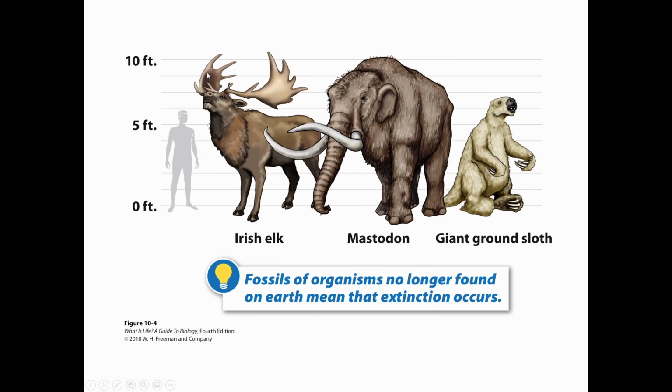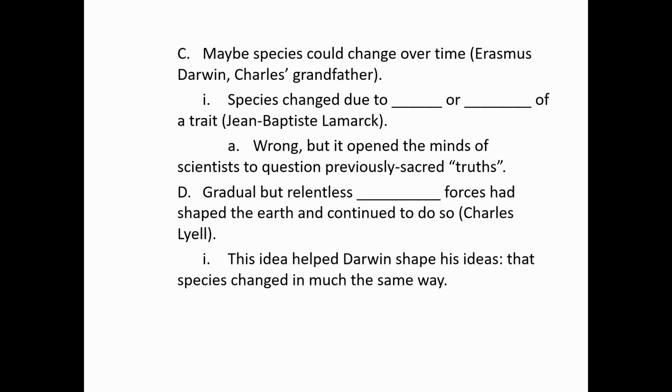Here's the Irish elk in its size, the mastodon, and the giant ground sloth. These were massive organisms, massive animals, what we would call megafauna. But none of these exist anymore, right? We do have evidence, though, in the form of fossils. And we'll get into what fossils are in just a little bit.